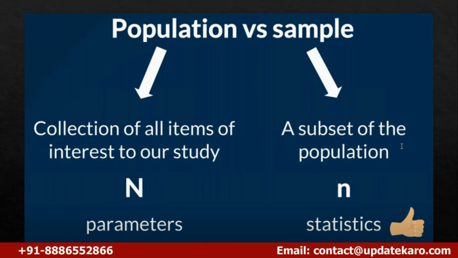So population is nothing but the collection of all the items of interest to our study, and it is represented by capital N. Even now, if you are not clear on this, don't worry, we'll go ahead and look at an example, then we'll be crystal clear on what a population is and what a sample is, right? So this is always represented with capital N. You remember these things, right?